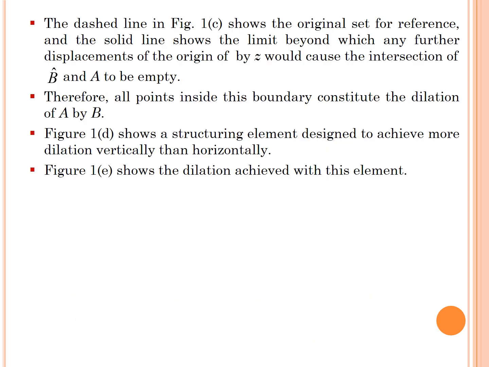The dashed line in figure 1C shows the original set for reference, and the solid line shows the limit beyond which any further displacements of the origin of Z would cause the intersection of B hat and A to be empty. Therefore, all points inside this boundary constitute the dilation of A by B. Figure 1D shows a structuring element designed to achieve more dilation vertically than horizontally. Figure 1E shows the dilation achieved with this element.